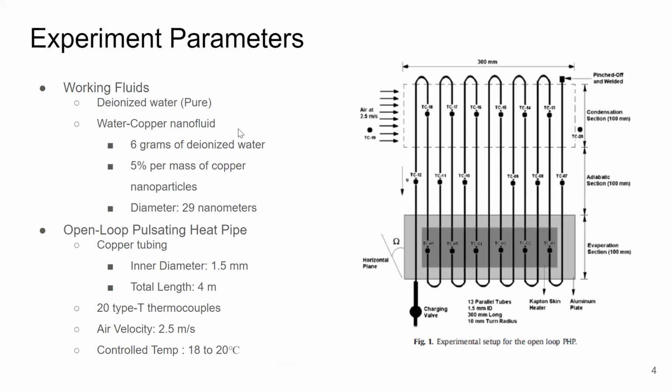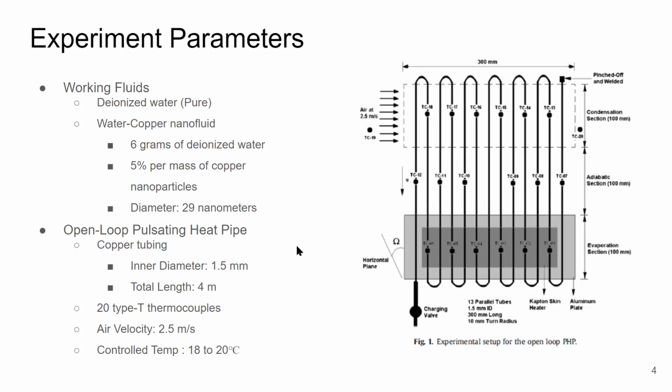For this experiment, the following parameters were implemented. Two working fluids were used to compare the results. The first fluid used was deionized water. The second fluid was the water copper nanofluid, which consisted of 6 grams of deionized water with a 5% per mass of copper nanoparticles, with a diameter of 29 nanometers.